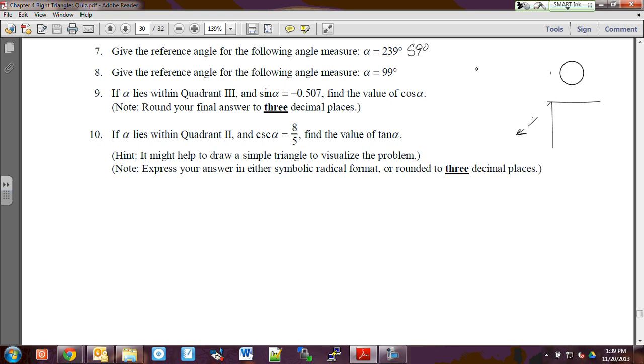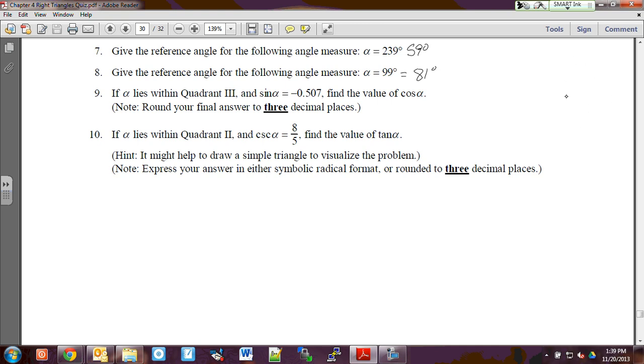All right, you do the same thing for all of them. 99, that is in the second quadrant, right here. So again, your reference angle is right here, so you're going to do 180 minus 99. And that'll give you your angle, which is 81 degrees. So our reference angle here is 81 degrees.